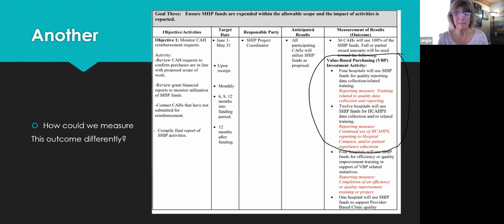Great feedback. Anybody else? Yeah, this is Lori with the Indiana Hospital Association. Does it get too convoluted? I'm looking at the 4 hospitals will use SHIP funds for quality reporting data collection related training. Does it get convoluted if we made a measurement of, like, ran 2 PDSA cycles around the distribution of the patient surveys? Is that too cross convolution?